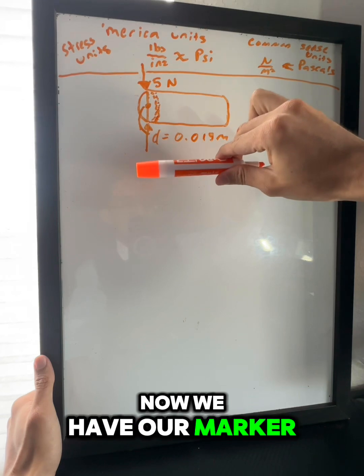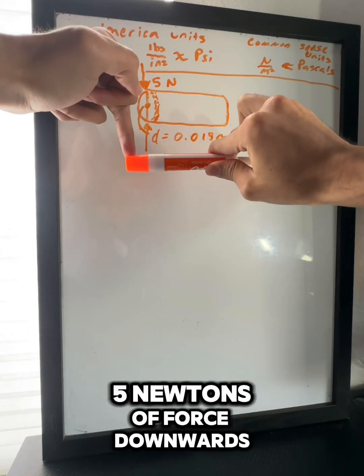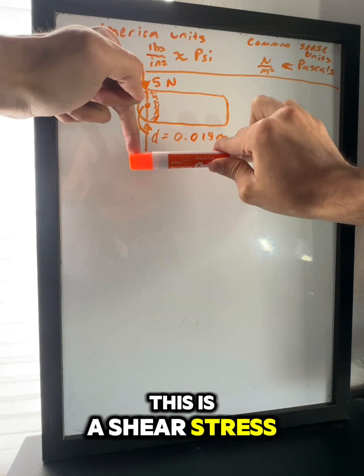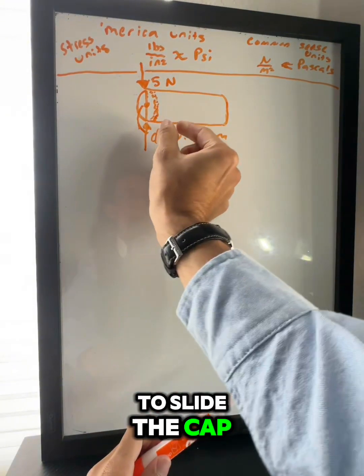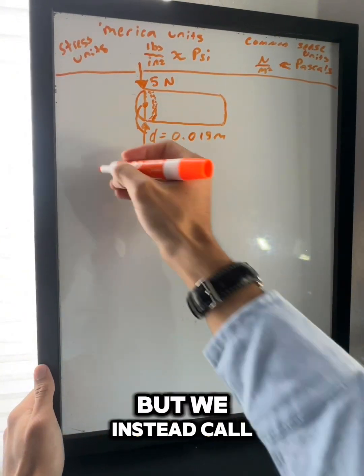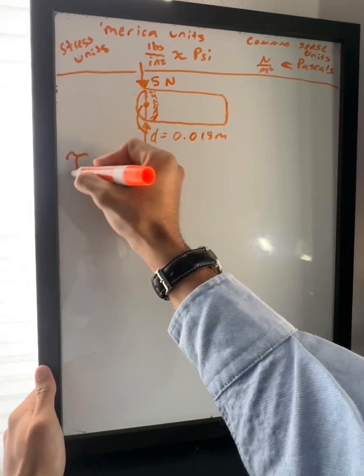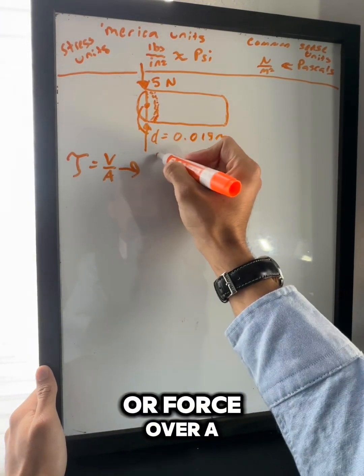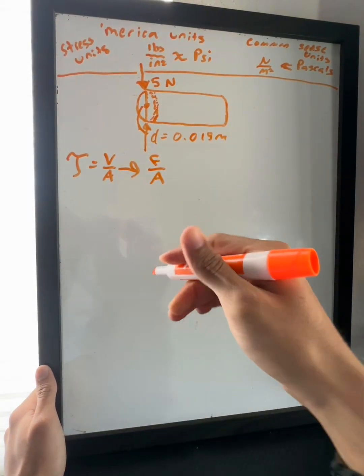So now shear stress. Now we have our marker, and we're pushing with 5 newtons of force downwards. And we know that this is the shear stress, the force is trying to slide the cap across the body, right? We use the same formula structure, but we instead call it tau equals V over A, or force over A, right?